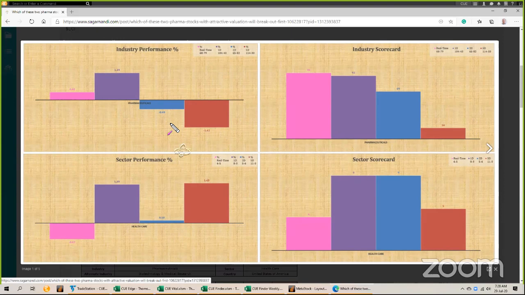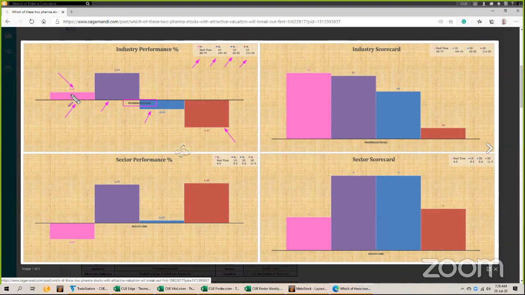About the industry, they were in pharmaceuticals industry. You can see here the 5-day, 2-day, 1-day and real-time performance of pharmaceuticals industry from negative to less negative to positive and positive again.